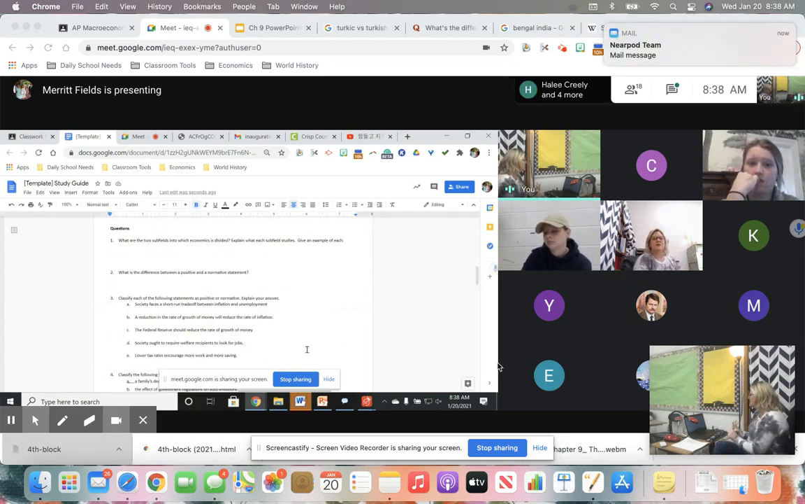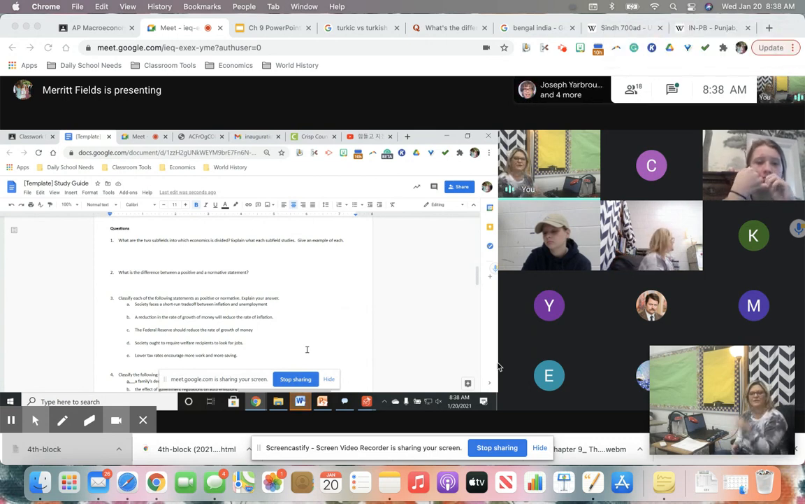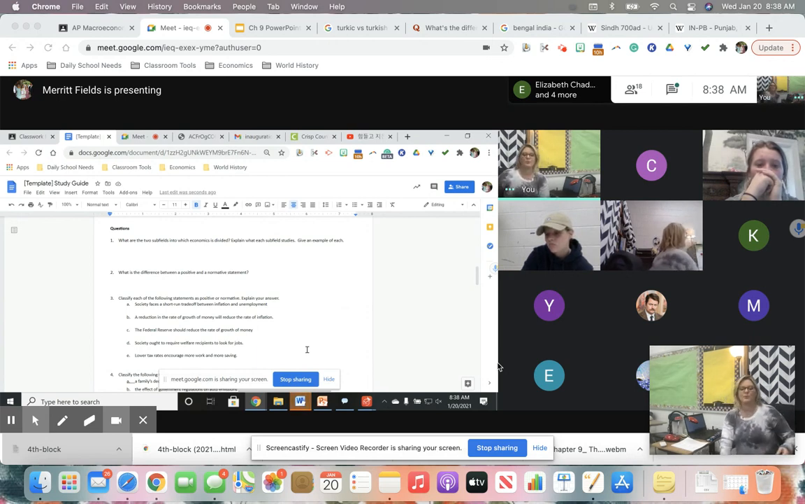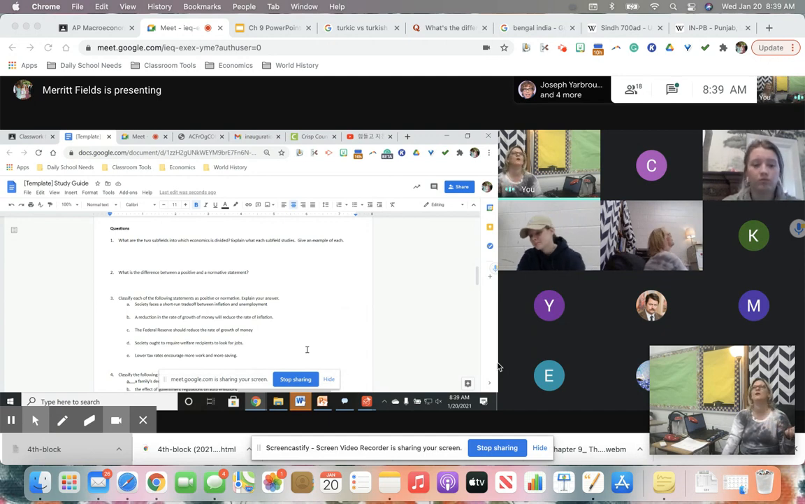So the first question is about the two subfields that economics is divided into. That would be macroeconomics and microeconomics. Macro is big picture stuff and micro is little picture stuff. The second question is about positive and normative economics. Positive economics can be tested. You can prove its reliability, whether it is a true or false statement. A normative question is saying what should or what ought to be.